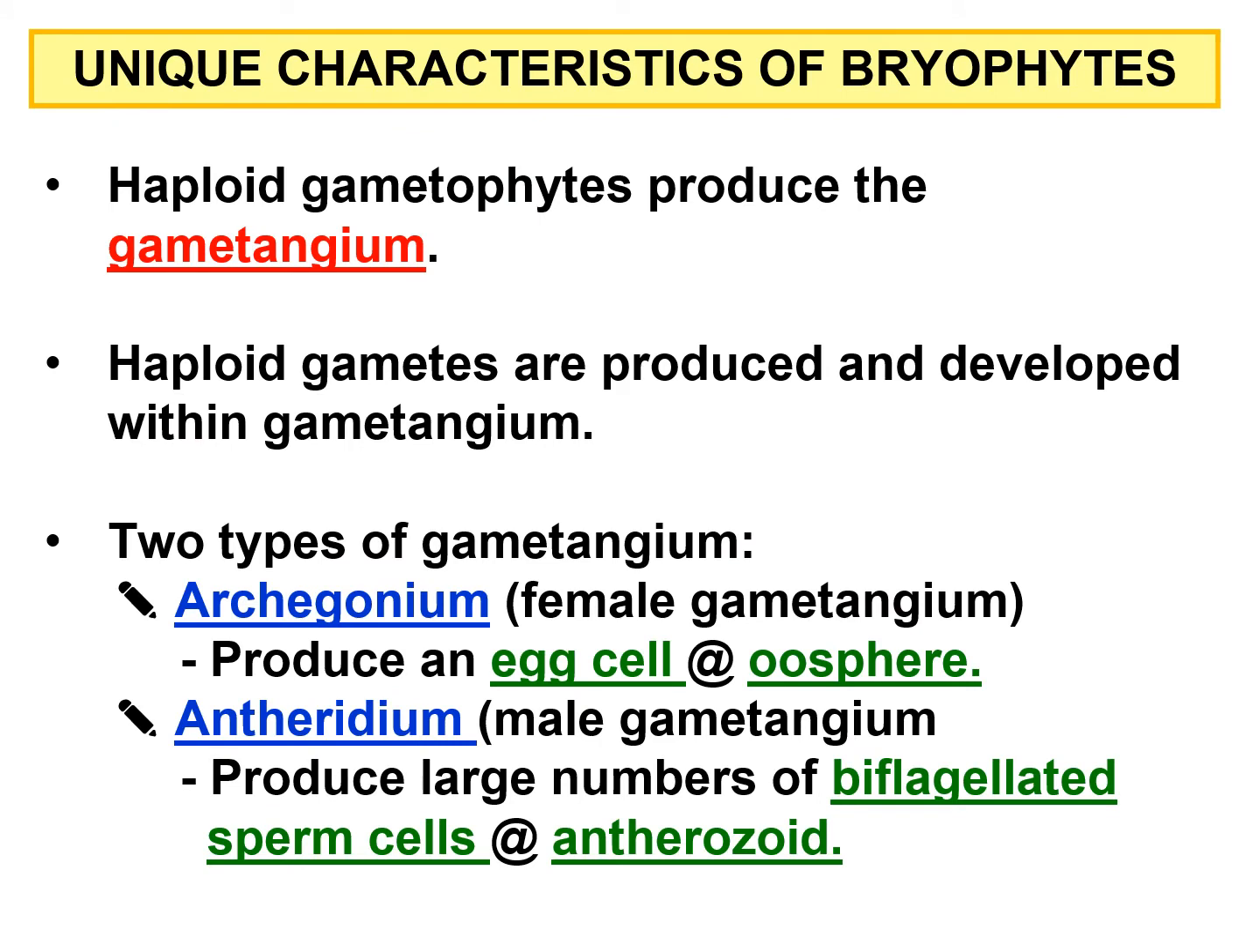Then haploid gametophytes produce gametangium. Gametangium is the structure that's holding the gametes. Haploid gametes are produced and developed within gametangium. So gametangium is the structure that's holding the gamete. There are two types of gametangium, the archegonium and the antheridium. So archegonium is female gametangium, antheridium is male gametangium.